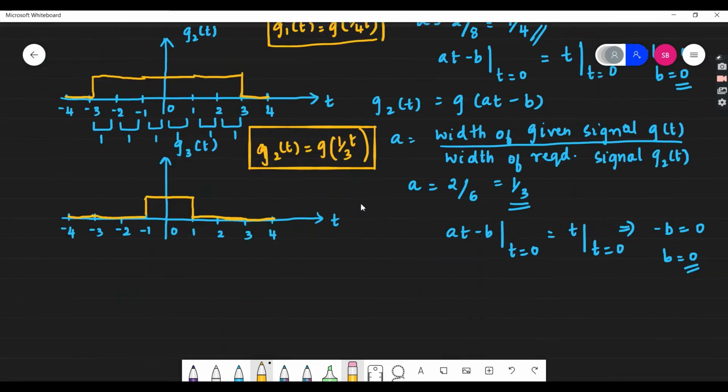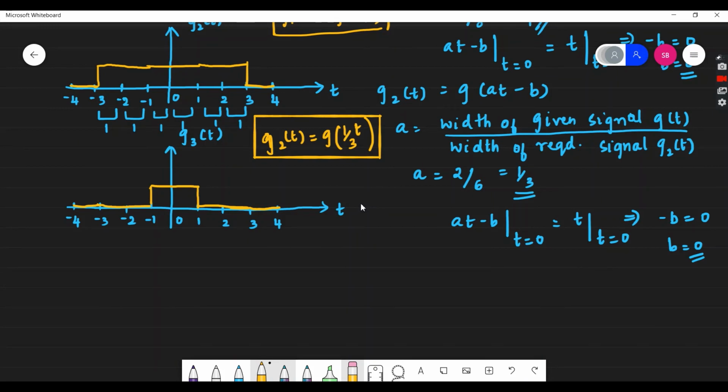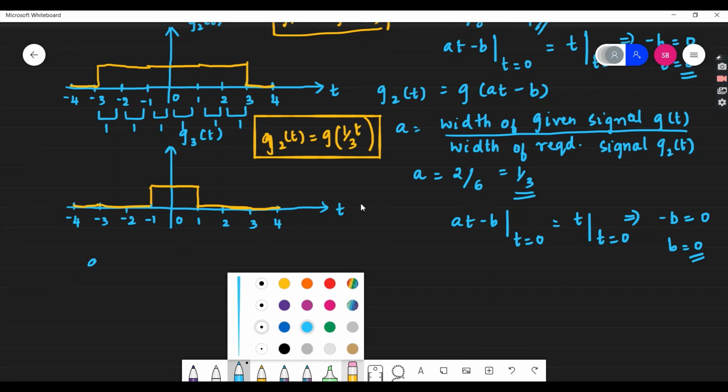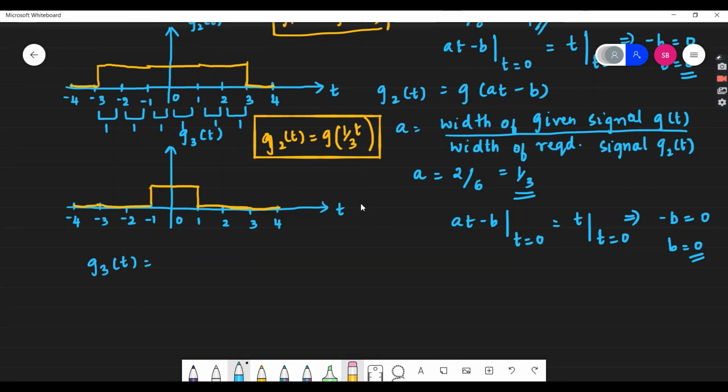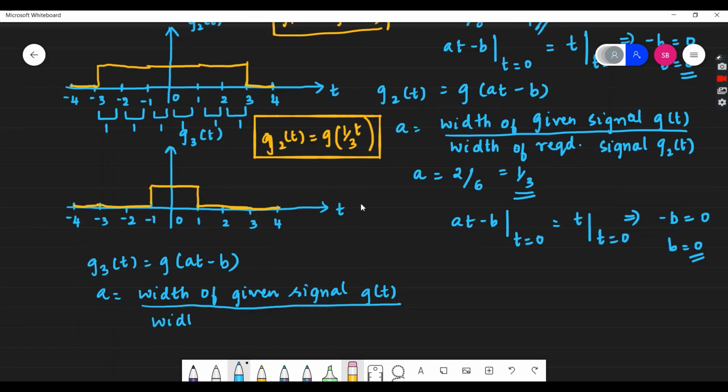Similarly, we can find the expression for g3 of t. g3 of t is equal to g of a t minus b, where the value of a is the width of the given signal, which is not going to change, divided by the width of the required signal, which is now g3 of t. So what is the value of a? The width of the given signal g of t remains the same, that is 2 itself. This is 2 divided by the required signal width, which is 1 plus 1, also equal to 2. So a is equal to 1.